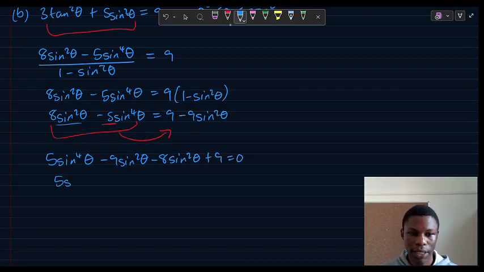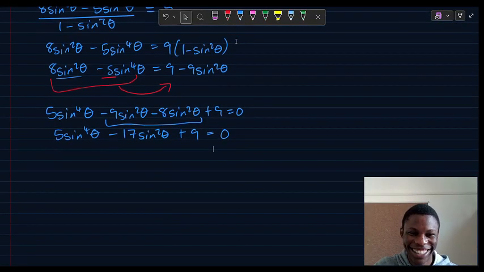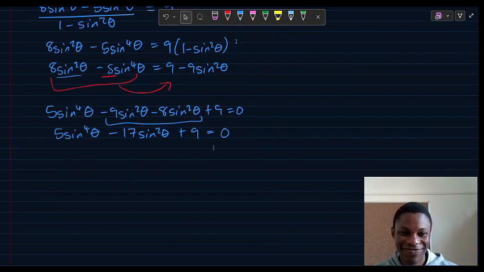So 5 sine to the 4 theta minus 9 minus 8. These are like terms here. So minus 17 sine squared theta. Those are odd numbers. No pun intended.